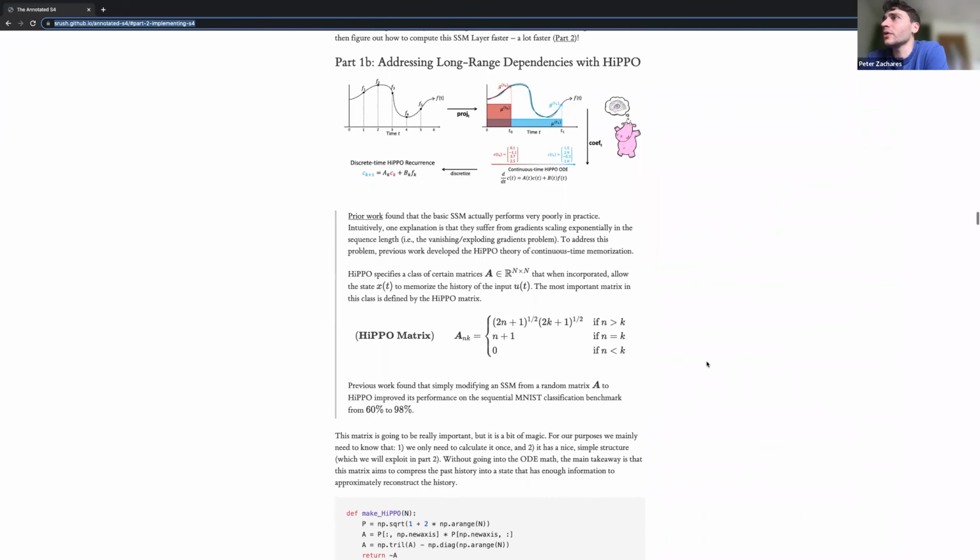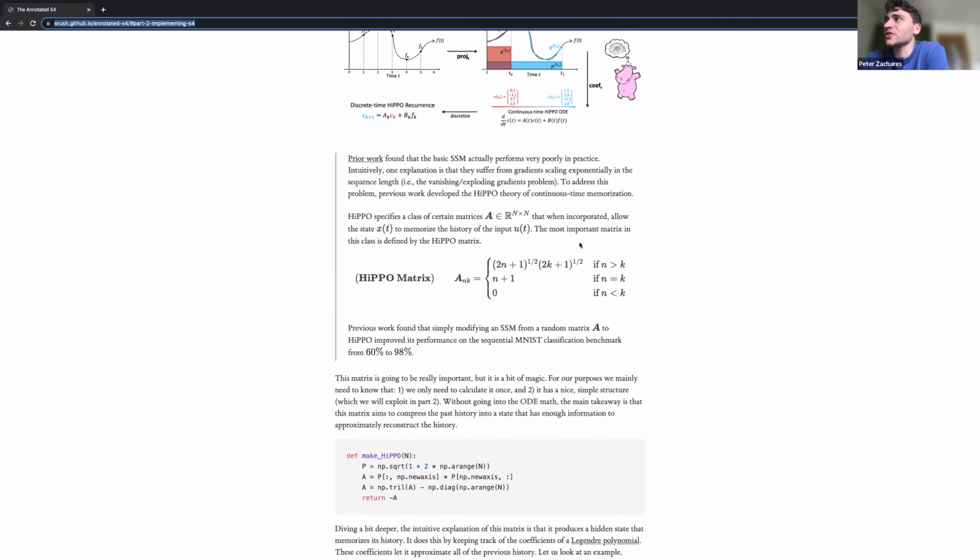Okay, so the Hippo matrix has a very specific form, and it was designed, with the mathematical proof, around the idea of continuous time memorization. It says over here, Hippo specifies a class of certain matrices A that when incorporated allow the state X to memorize the history of inputs U. So that's why this matrix is really powerful, because you can literally memorize the inputs that you started with.